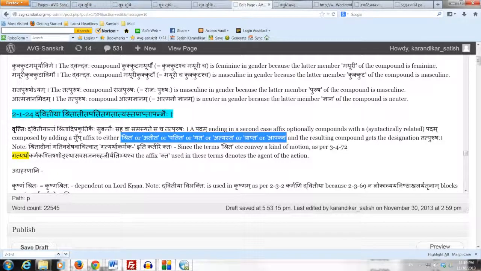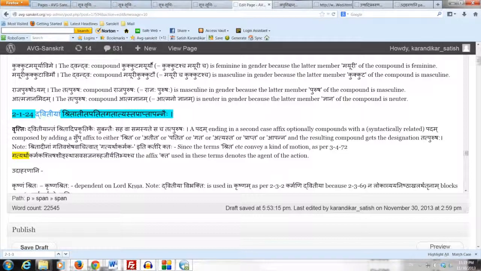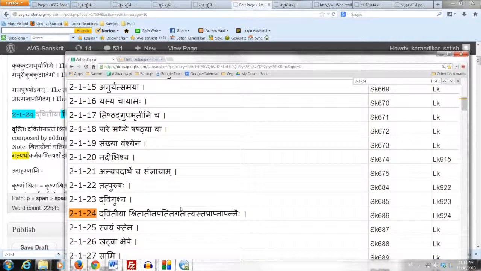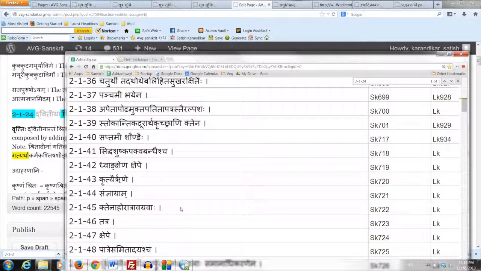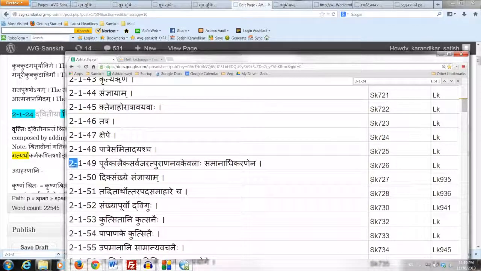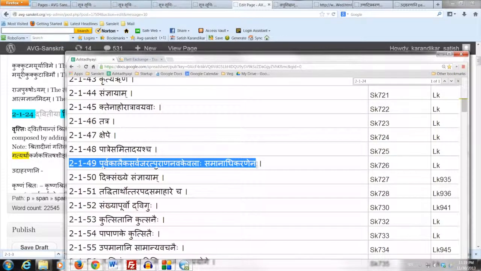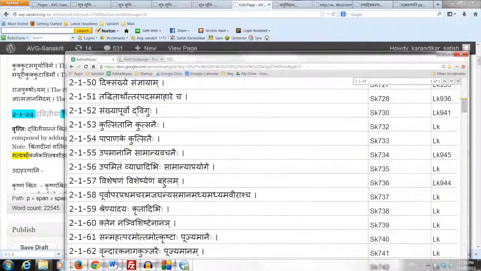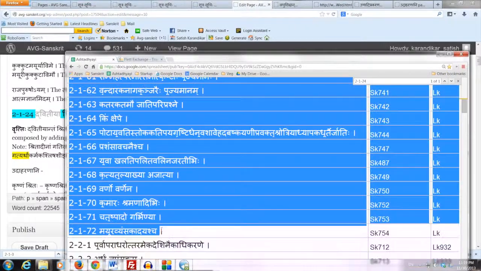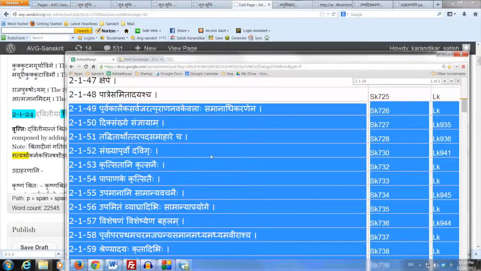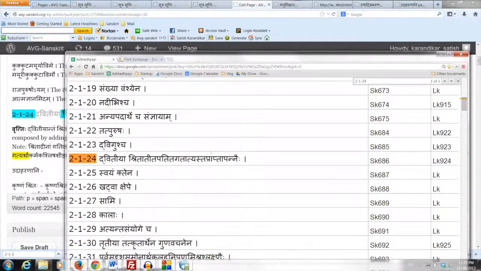Now one additional point here is, how come the first tatpurusha samasa vidhayaka sutram is starting with dvitiya? Why not prathama? The reason is that prathama tatpurushaha compounds have a special name, karmadharaya compounds, and those will be dealt with in the section from 2.1.49 after the end of this first quarter of the second chapter of the Ashtadhyayi. So that is a special section of karmadharaya compounds which will be dealt with later. That is why we are currently starting with dvitiya tatpurushaha compounds.